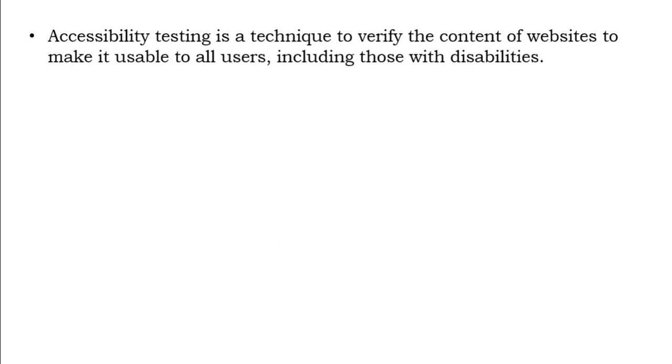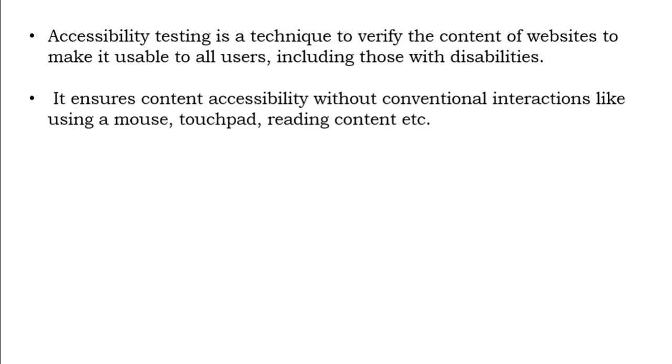Accessibility testing is a technique to verify the content of a website to make it usable to all users, including those with disabilities. Suppose I'm able to read, write, or listen to whatever is present on the screen. Everything I can do, so I'm an abled person. Some people have color blindness or deafness, or they might not be able to see anything, like they are blind, or they have physical impairments. In that case, even if they want to use it, we must provide the capability in our application by performing this accessibility testing. It ensures content accessibility without conventional interaction, like using a mouse, touchpad, or reading content. So there are multiple ways through which we can make disabled people also use our application.